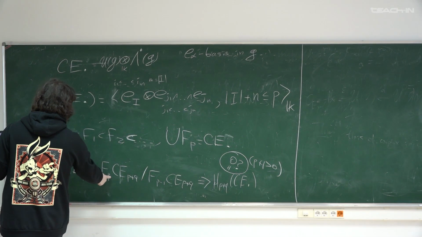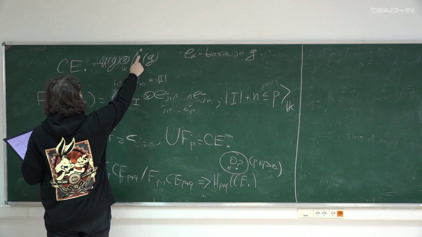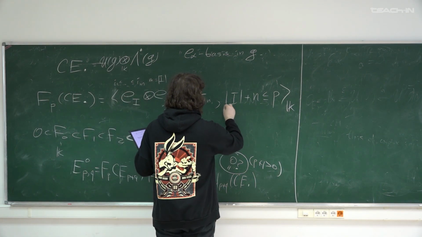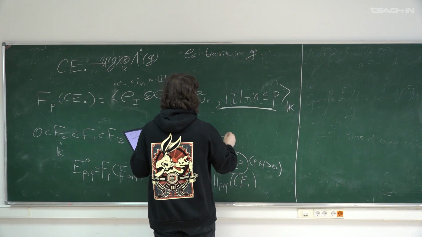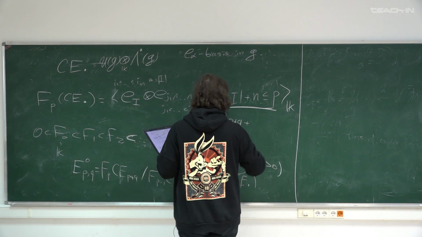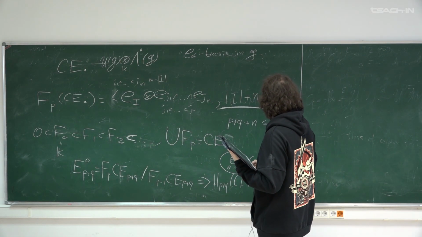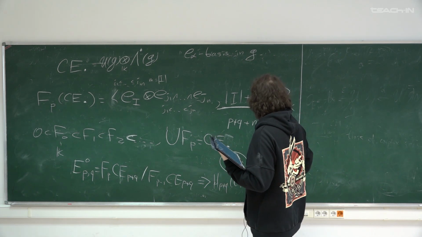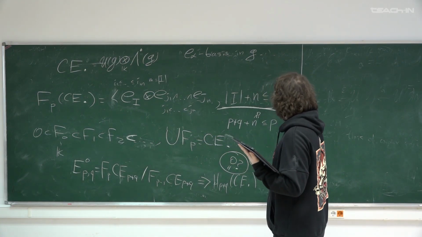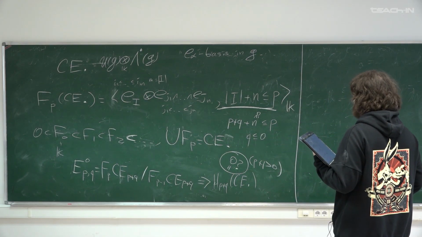P here is the common length. P plus Q is the length of the exterior part. So in fact, we obtain that this inequality means that p plus q plus n plus something is not greater than p. And n is also non-negative. So this means that q, of course, is not greater than 1.